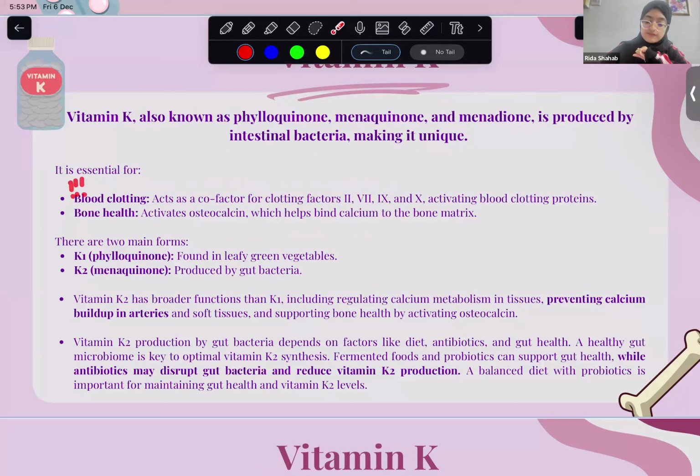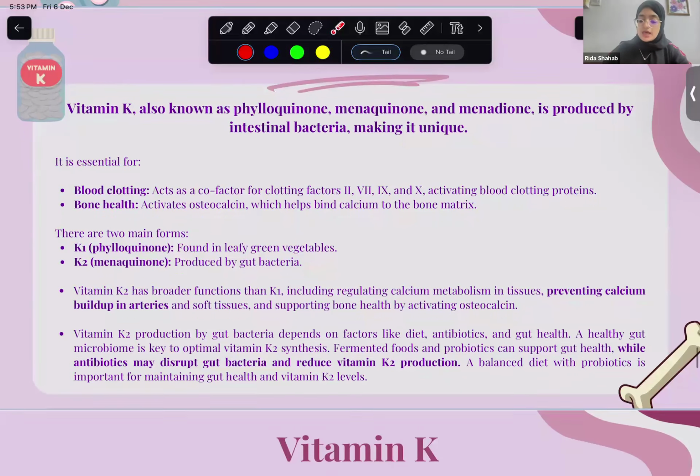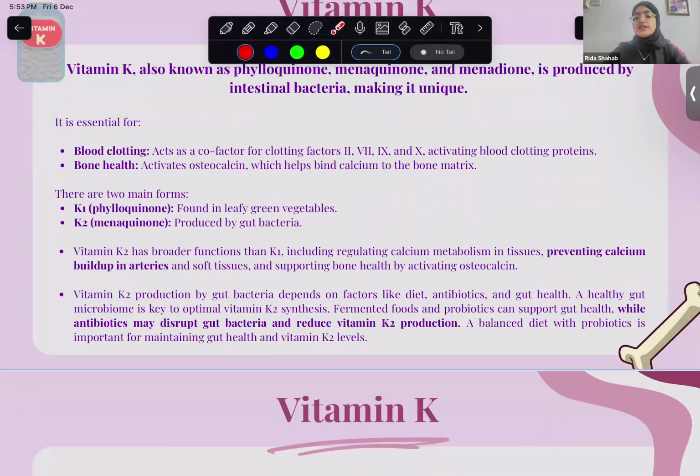Blood clotting is a very important function of vitamin K because it acts as a cofactor for clotting factors like 2, 7, 9, and 10. It activates blood clotting proteins, so they help in not letting you bleed out when you get an injury. And there's also bone health, which basically activates osteocalcin, which helps bind calcium to the bone matrix.